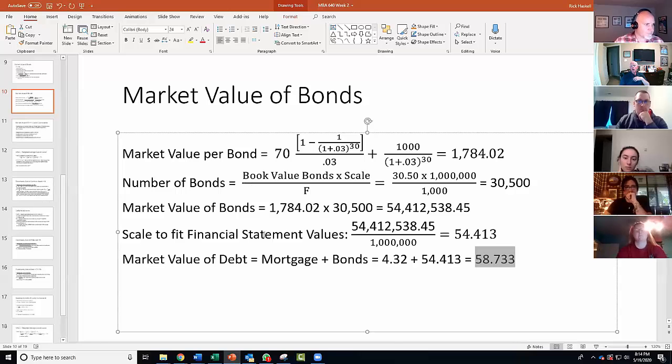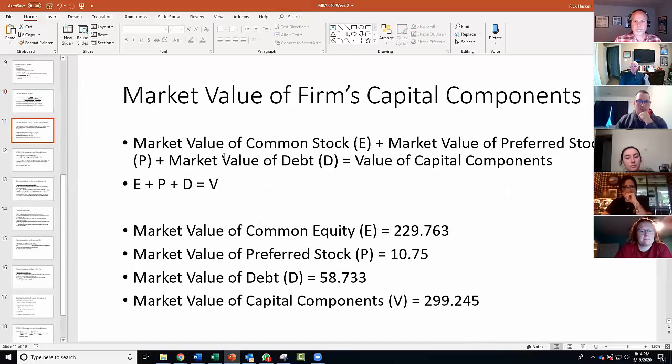So now that I know the market value of the debt, and I know the market value of the equity, remember that was the market value of the common and the market value of the preferred, I can go ahead and identify my weights. And I know that E is 229.763, P is 10.75, D is 58.733. Add those up, and it tells me V is 299.245. It's simple math at that point.